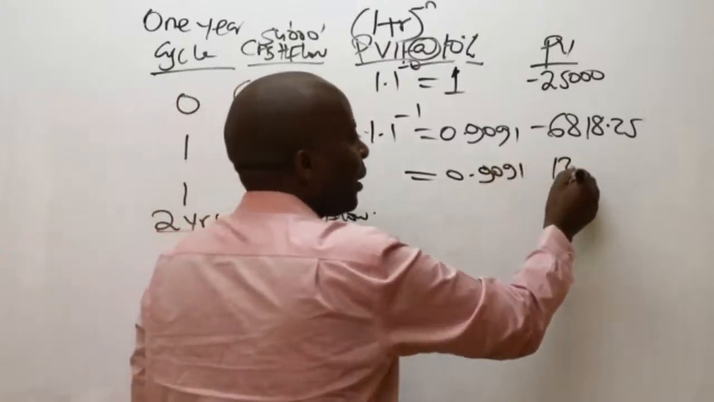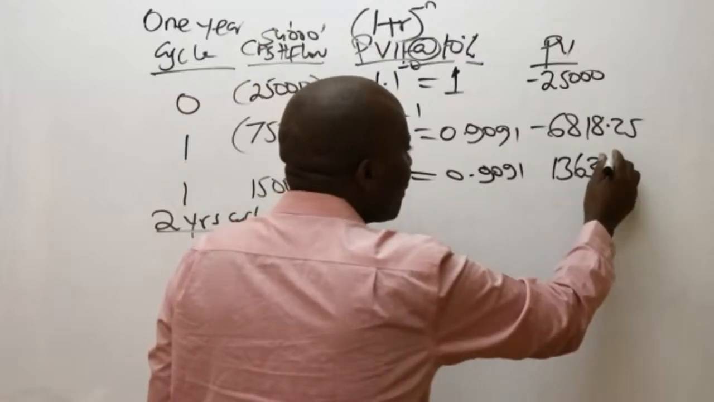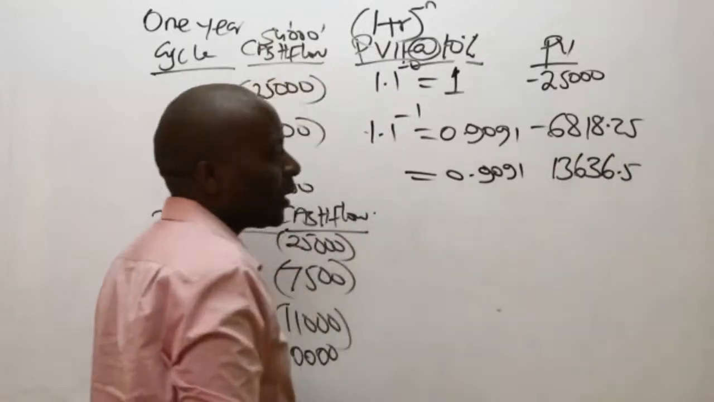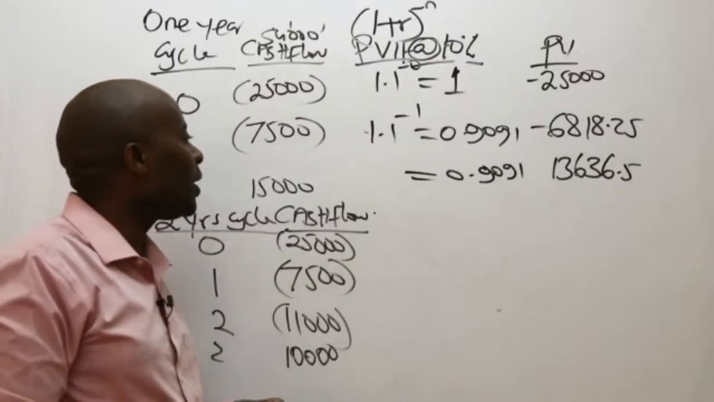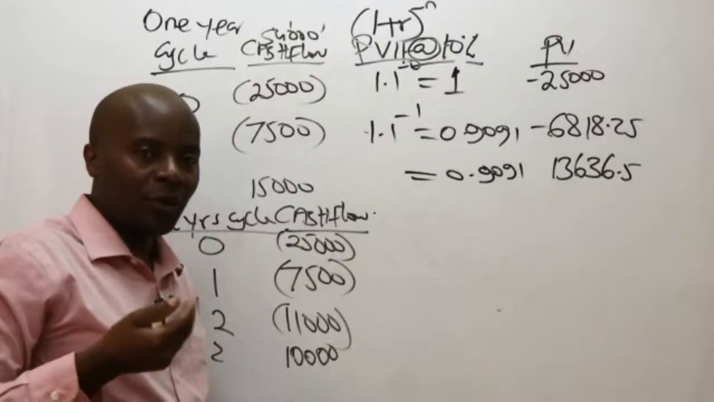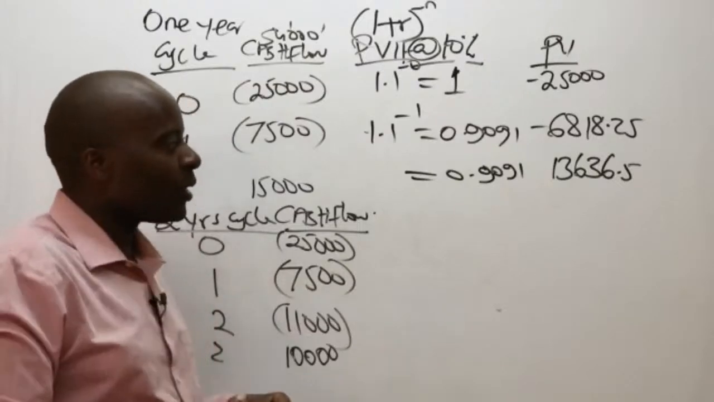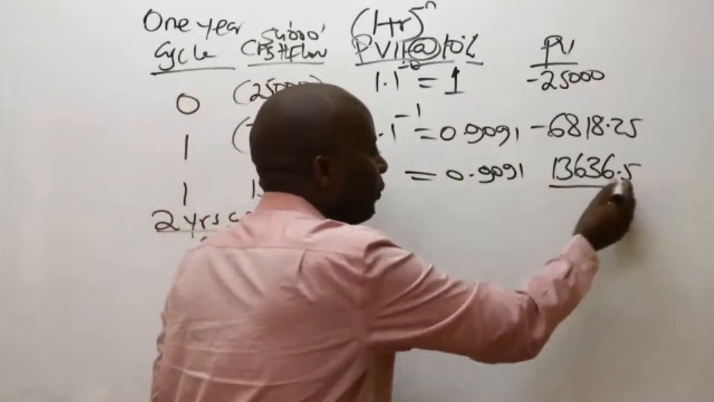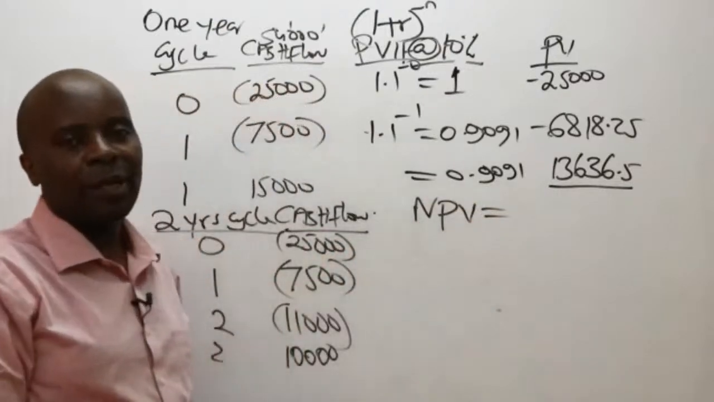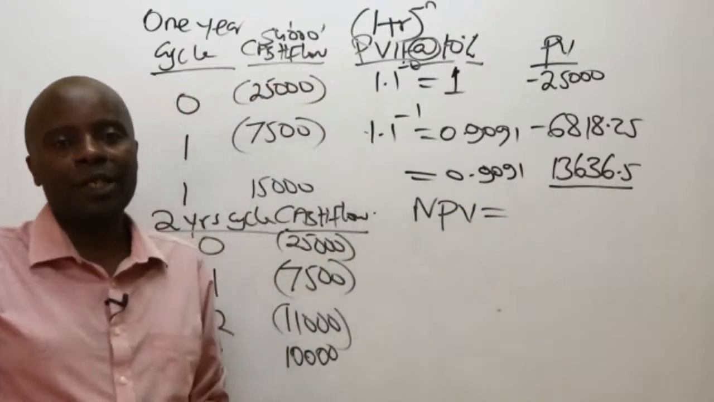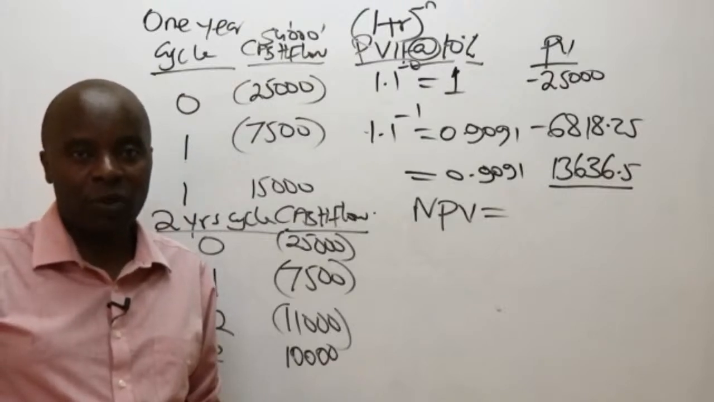1363.63, 6.50, like that. Hope these figures are correct. And remember, this one is a resale value, so it's a cash inflow. So I should be talking about a positive figure. Once I reach, ladies and gentlemen, come and give us what we call the net present value. Who is able to see the net present value?